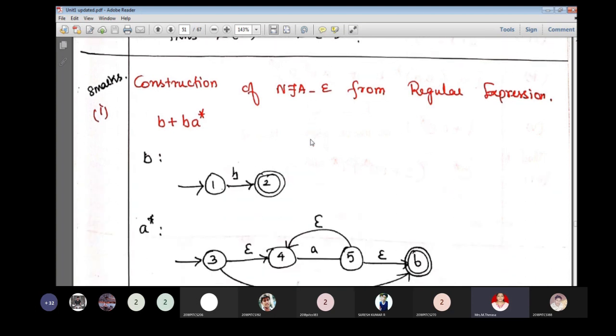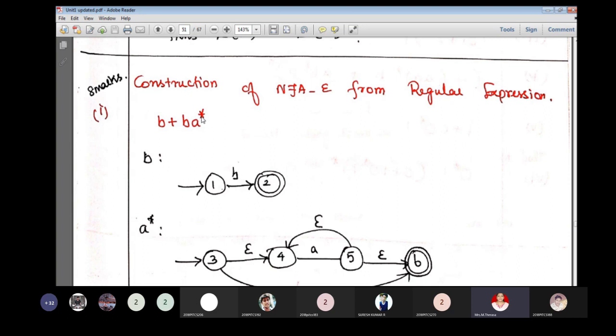Next we will see some examples of how to construct an NFA with epsilon transitions whenever you are given regular expressions. Look here. You are given B plus B A star. B is one regular expression, and B A star is another regular expression, and these are connected with a plus operator. Suppose you assume R1 as B and R2 as B A star, then R2 has the dot operator as well as the closure.